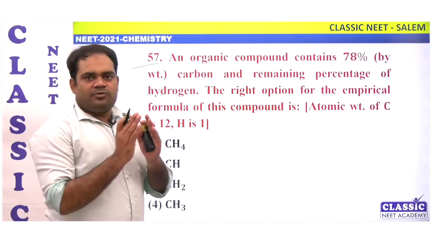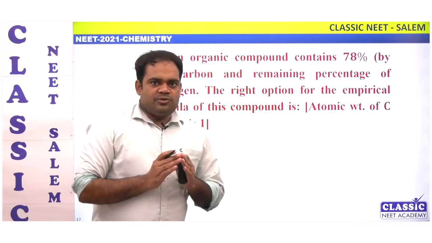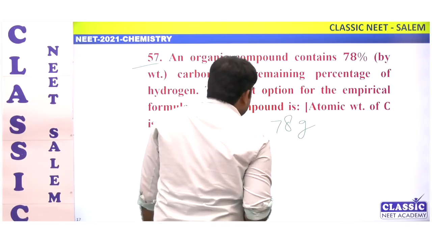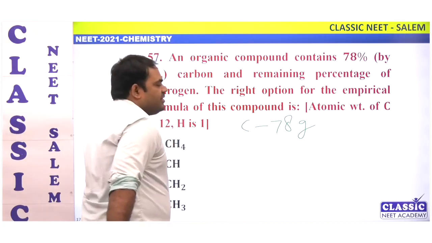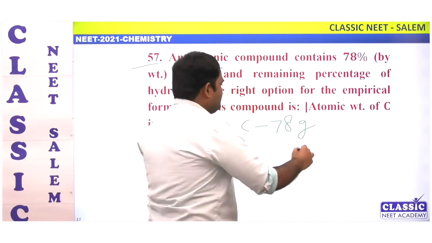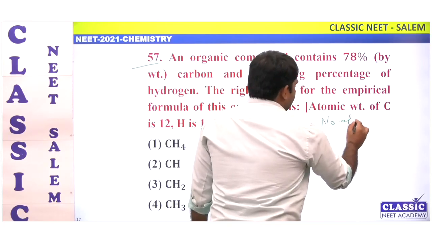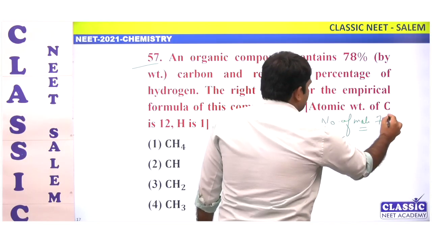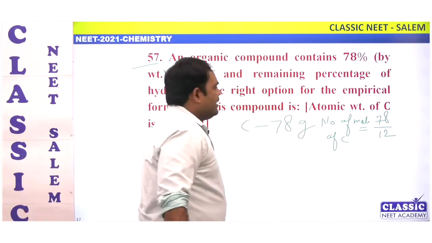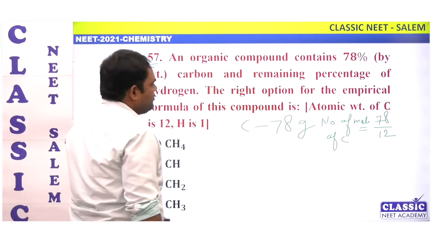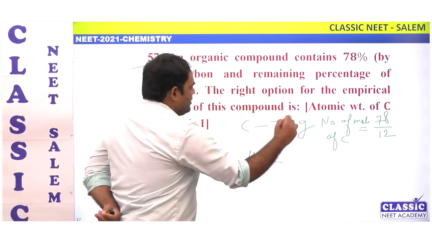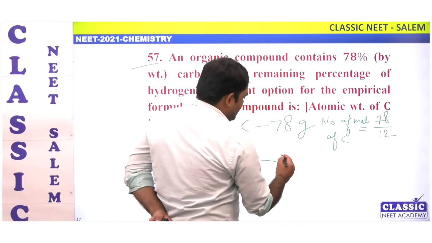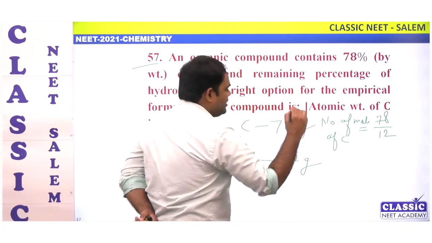So what is the way to get the answer for this type of question? Firstly, the percentages given, we have to convert into grams. So 78 grams of carbon is given. How can we find the number of moles? The number of moles of carbon is 78 by 12, and for the remaining amount we have to get hydrogen. The remaining amount of hydrogen is 22 grams.